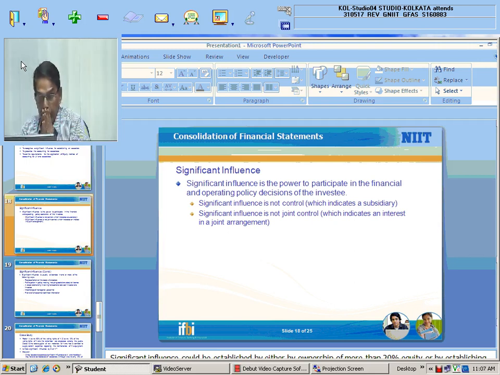Normally, significant influence could be established either by ownership of more than 20% equity or by establishing the substance of transaction between the entities with any one or more of the indicators that demonstrate power to participate, as we will see in the next slide. So either ownership of more than 20% equity but less than 50% equity of the investee company, or by establishing the substance of transaction between the entities with any one or more indicators which demonstrate power to participate.